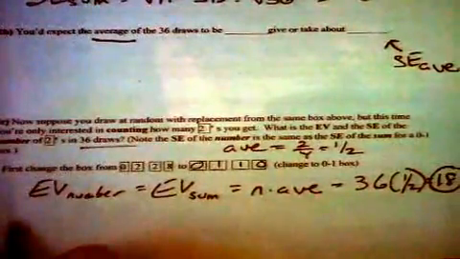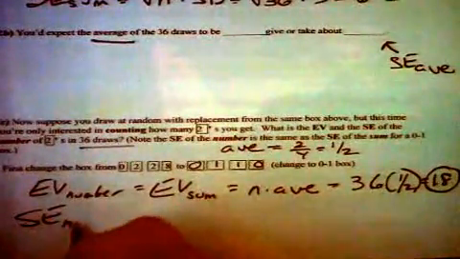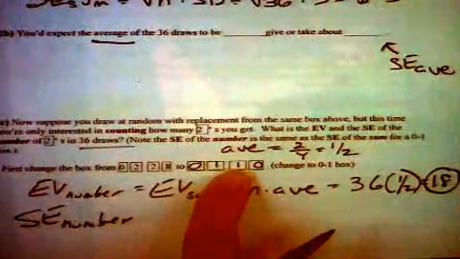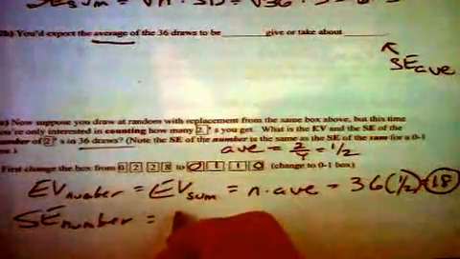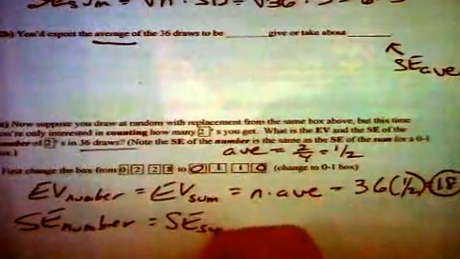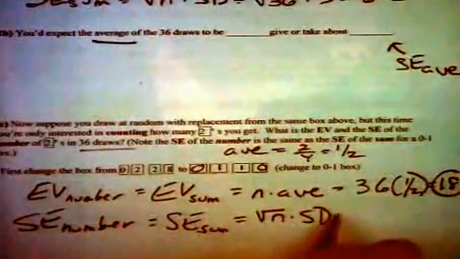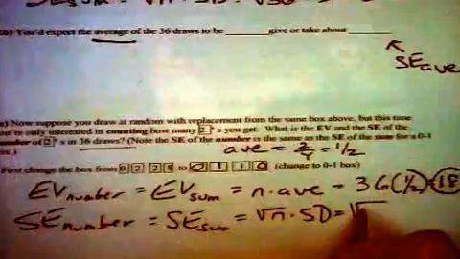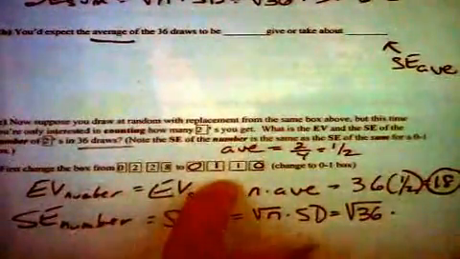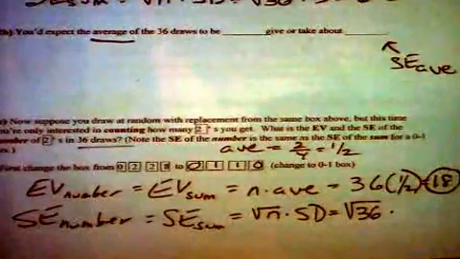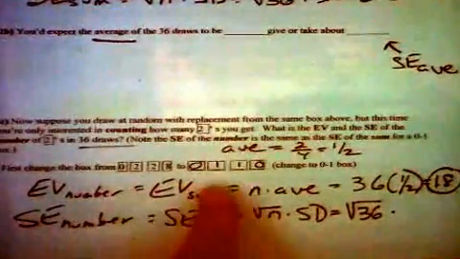But what about the standard error of the number? You're not going to get exactly 18. So what is it? It's the square root of n times the standard deviation of the box. So that's the square root of 36. Can you just figure out in your head what the standard deviation of that box is? Half 1s, half 0s?